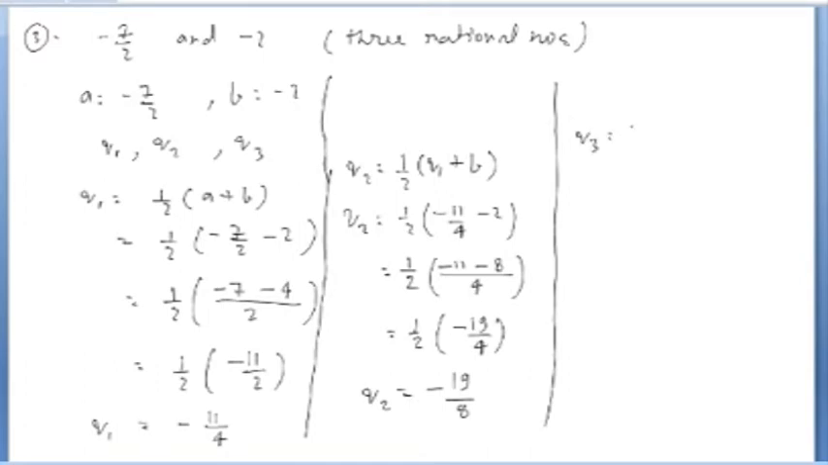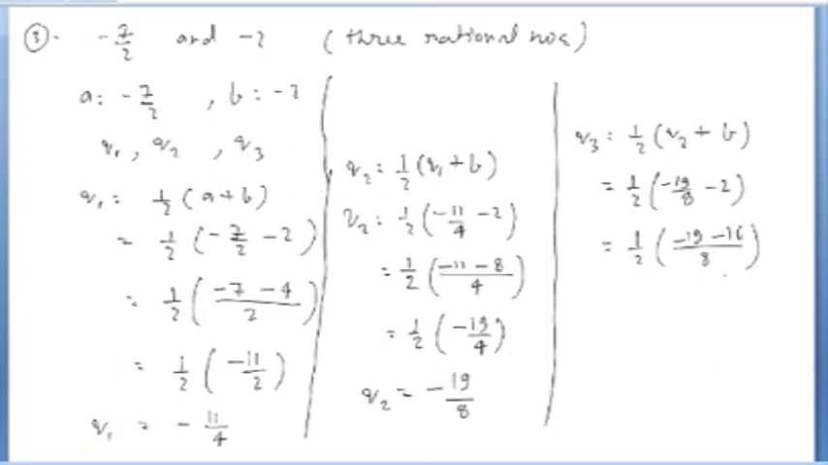Q3 will be 1 by 2 (Q2 plus b). So 1 by 2, Q2 is minus 19 by 8 and b is minus 2. So 1 by 2, LCM is 8, minus 19 minus 16.